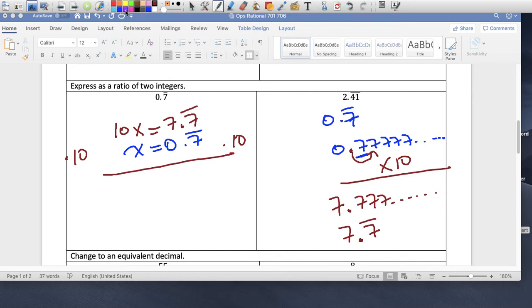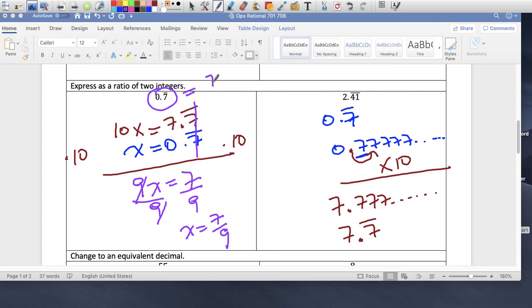Now, what I'm going to do with my two equations is subtract them. 10x minus x is 9x. The 0.7 bar notation minus the 0.7 bar notation is going to cross out, because it's going to be 0. And then 7 minus 0 is just 7. Divide both sides by 9. It's a one-step equation, right? This cancels out, and x equals 7 over 9. So 0.7 bar notation as a fraction, or as a ratio of two integers, is 7 over 9.